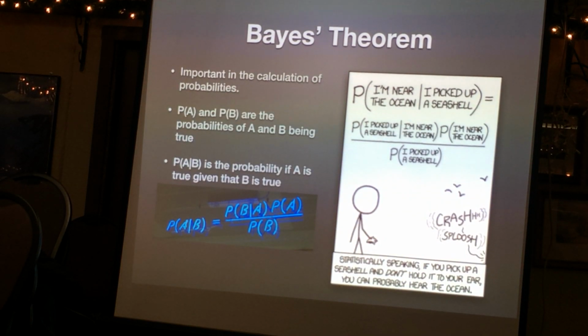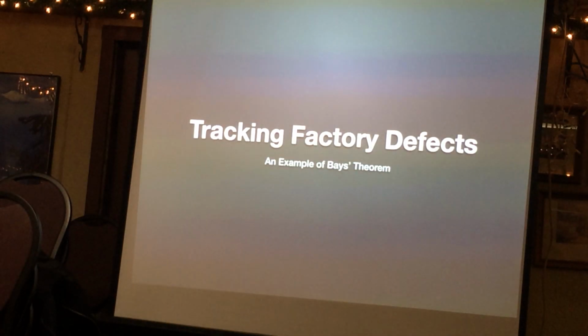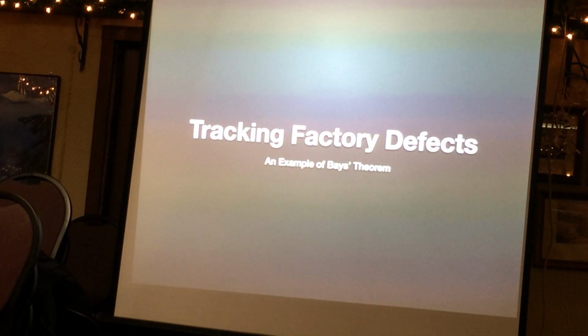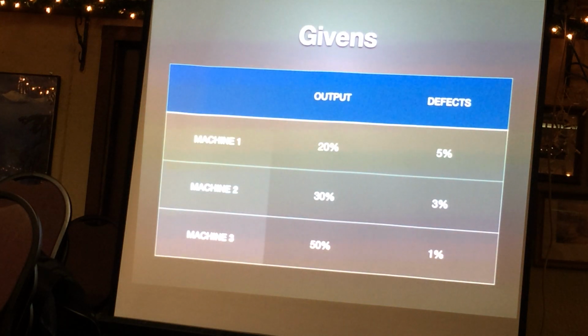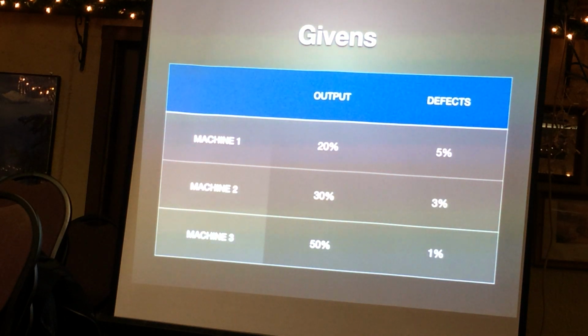All right, so let's work through that a little bit with an example. Let's say you have a factory and you're going to track the defects of the machines that are producing product for you, right? So we have 3 machines. The first machine is responsible for 20% of the output of the factory, but it also produces 5% of the defects, right?